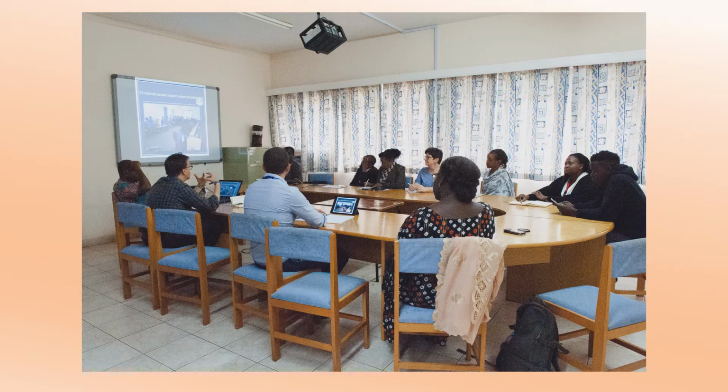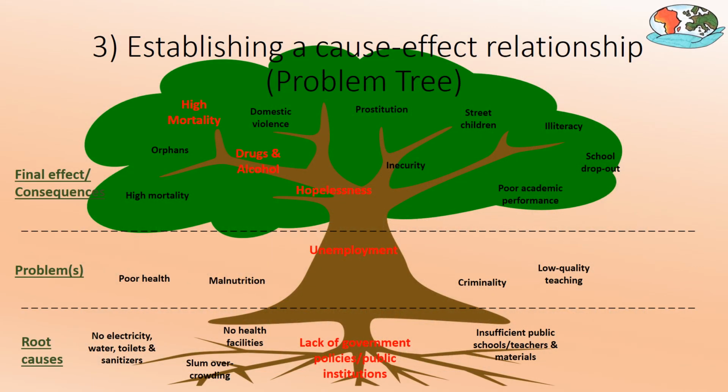In the next phase, the post-its are sorted in a cause-effect relationship. We can represent it also as a tree, the problem tree, with the root causes at the bottom and the final effects at the top. For example, lack of government policies causes unemployment, which leads to hopelessness, drugs, and finally to high mortality.